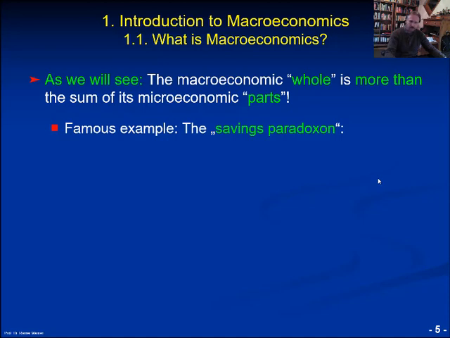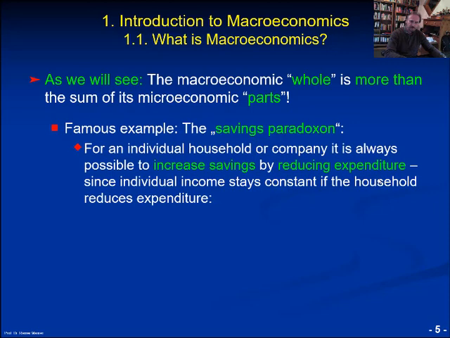Let me show you how the savings paradox happens. First, let's start with an individual household. So let's start with the microeconomic perspective. For an individual household, also a company of course, it is always possible to increase savings by reducing expenditure.